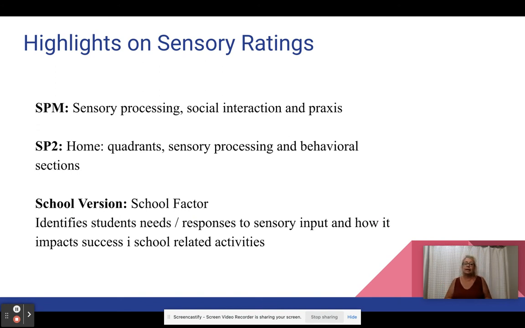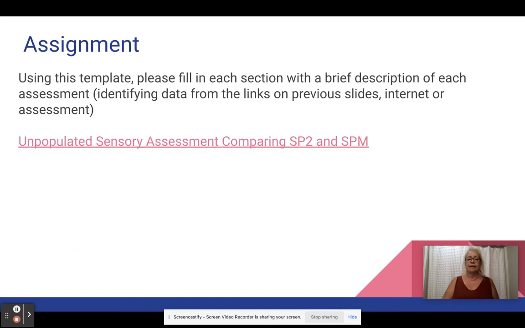When we're looking at the Sensory Profile too, it looks at 4 quadrants, which is how the child registers information, are they sensory seeking, are they sensory avoiding, and what are some of those behavioral characteristics that come about. In addition, it looks at the same areas of sensory processing as the Sensory Processing Measure. Both of these have a school version, and with that, it identifies the child's needs and responses to sensory input and how it impacts their ability to engage in school-related activities.